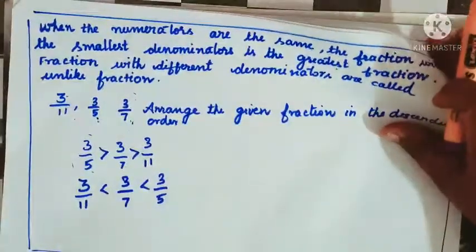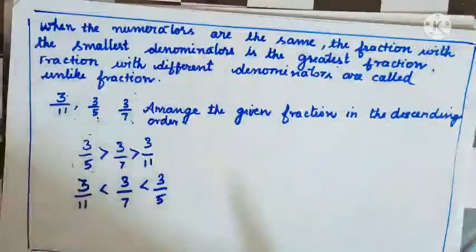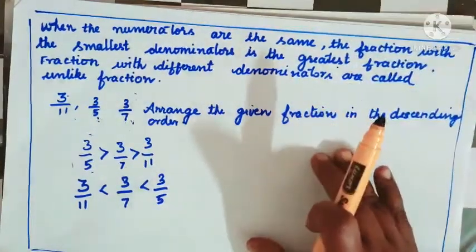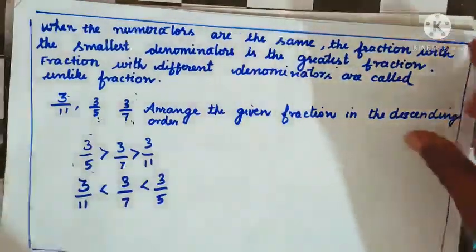Now you can take exercise 2.2. You are going to write two fractions that are greater than the given fraction. Here 3 by 7 is given already. With the help of this concept, you are going to write two numbers which are greater than the given fraction.